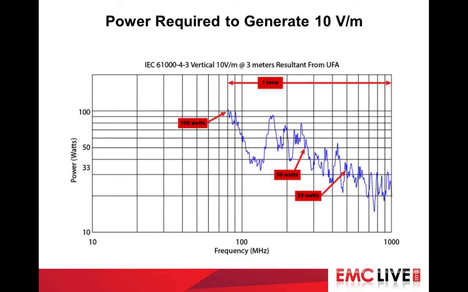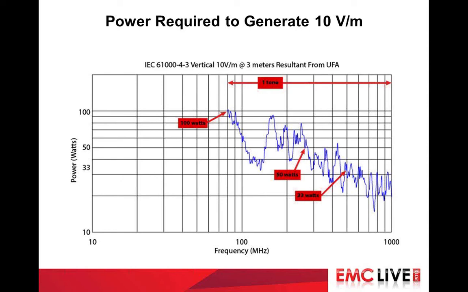This chart shows how much power is required to generate a field strength of 10 volts per meter at 3 meters using a horn antenna with 1 tone. The data was taken from a UFA data on a horn antenna. A 120 watt amplifier will be required to generate this field strength.